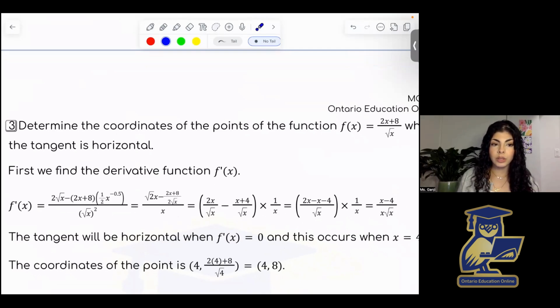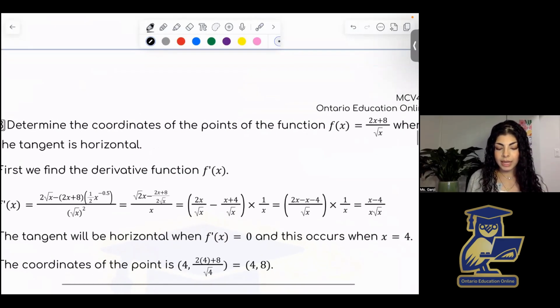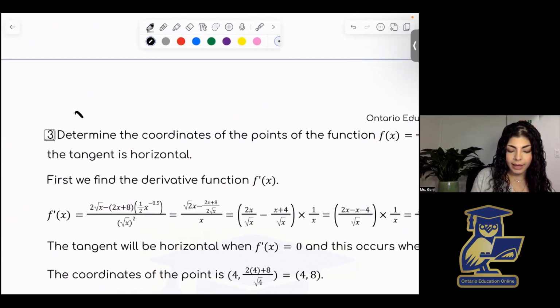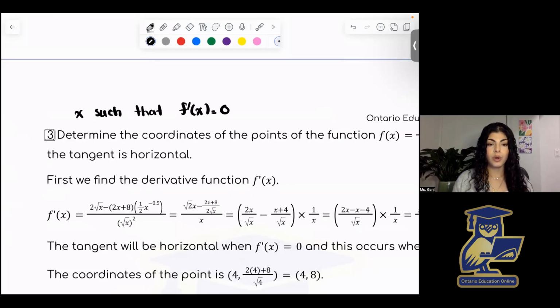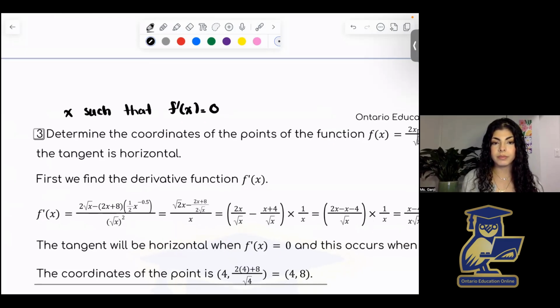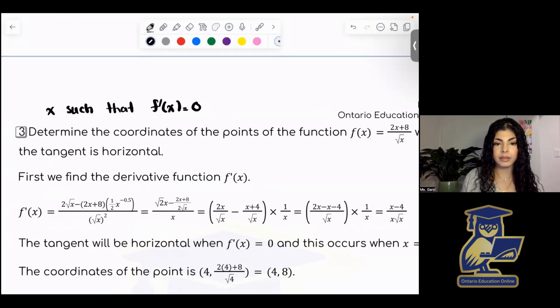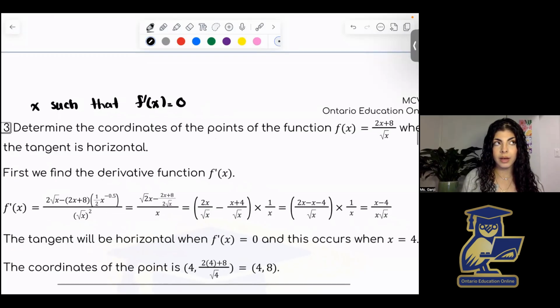When the tangent is horizontal, it's going to be a horizontal line, which means that the slope is actually 0. So in other words, it's asking us to find x such that f prime of x is equal to 0, so that the slope of the tangent is equal to 0.